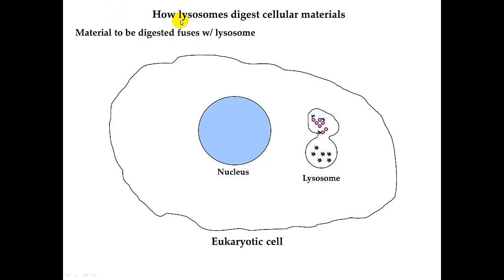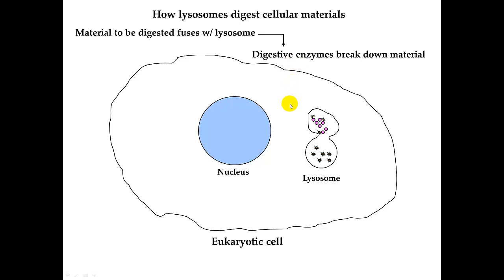Again, we're taking a look at how lysosomes digest cellular materials, for example bacterial cells that might have gotten taken in by a white blood cell. This is how it happens. The material to be digested actually fuses together with the lysosome. Once that fusion happens, that allows the digestive enzymes to break down the material, because those enzymes would then have access to the digested thing.